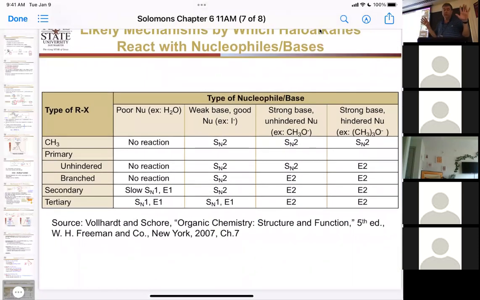Okay, E1, E2, SN1, SN2. And it follows a trend. And I'm going to actually put an empty one of these on Canvas and have you try to work your way through it logically on how you're going to do your argument.